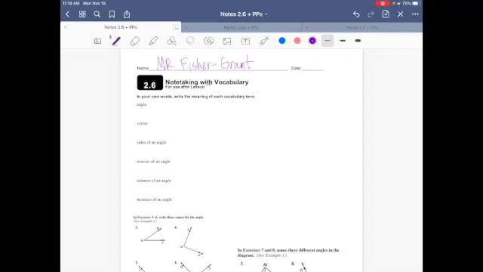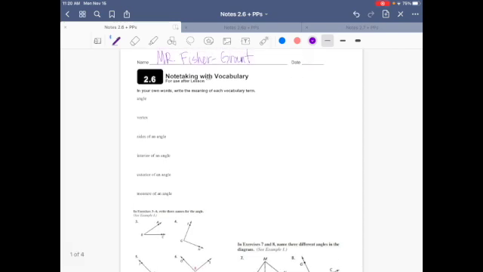Okay, so we are in Notes 2.6, note-taking with vocabulary. We're going to be talking about angles. And the definition of an angle that I'm going to be working with, this wouldn't be the official one, is: it is the measure of space between two intersecting lines.